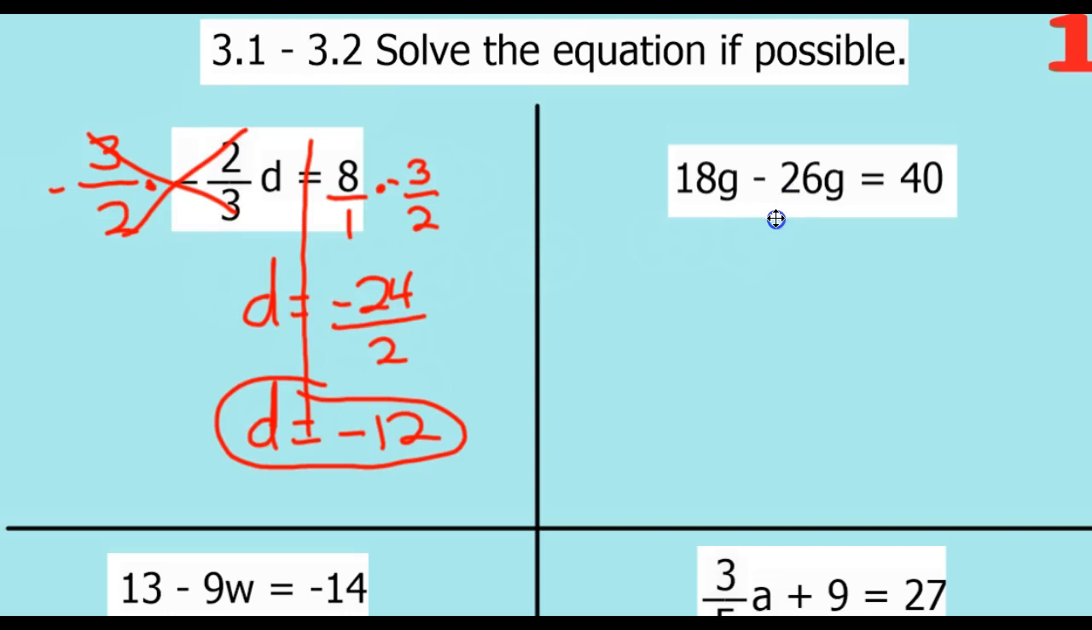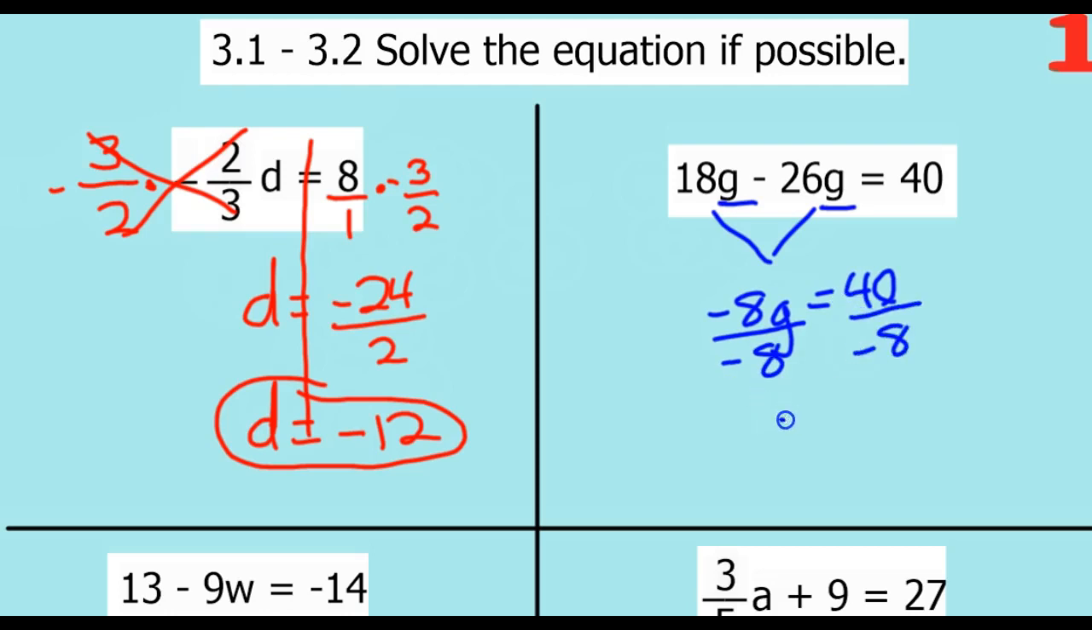Over here, what I see is that I have two g's, so I can combine those. 18 minus 26g is going to give me negative 8g equals 40. Now I have negative 8 times g, which means I can divide by negative 8 on both sides. And g equals negative 5.